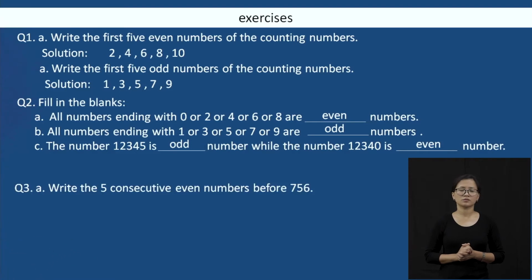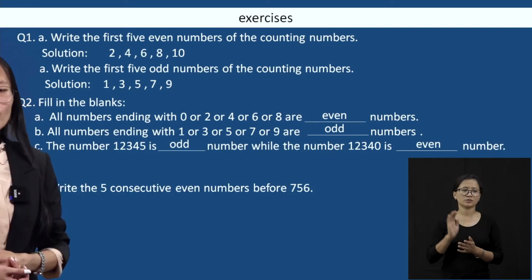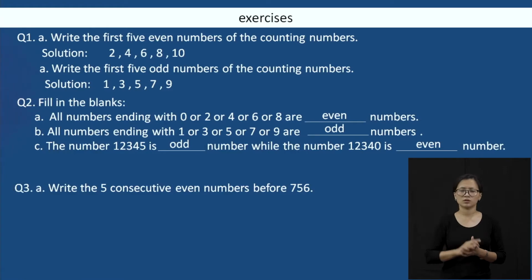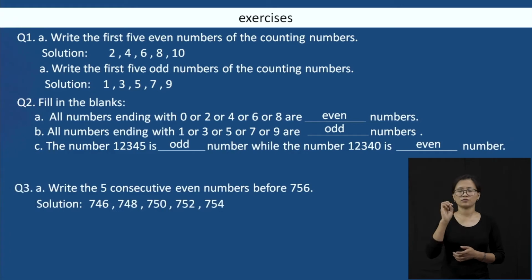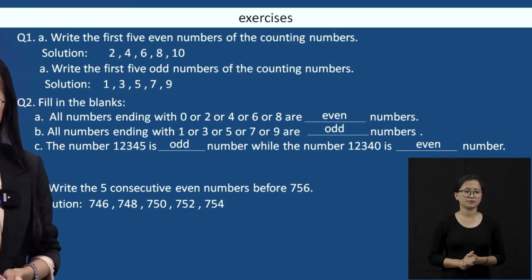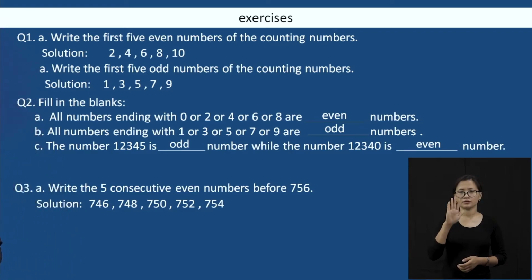Okay. Next question. Write the 5 consecutive even numbers before 756. You are asked to write the numbers continuously. Continuously flowing is called consecutive. So before 756 are 746, 748, 750, 752, and 754.